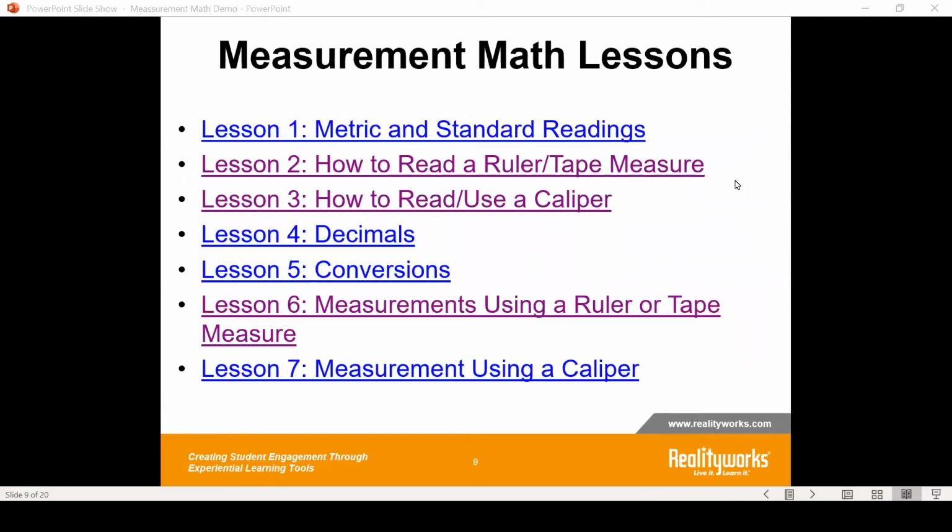So here you see we have 7 different lessons that we walk through and work with students on in this measurement world, from metric and standard readings, how to read a ruler or tape measure, how to read or use a caliper, decimal conversions, measurements using a ruler or tape measure, and then measurements using a caliper. Now, when we get into our online curriculum, we're going to focus on lessons 2, 3, and 6 to give you a little introduction to that.